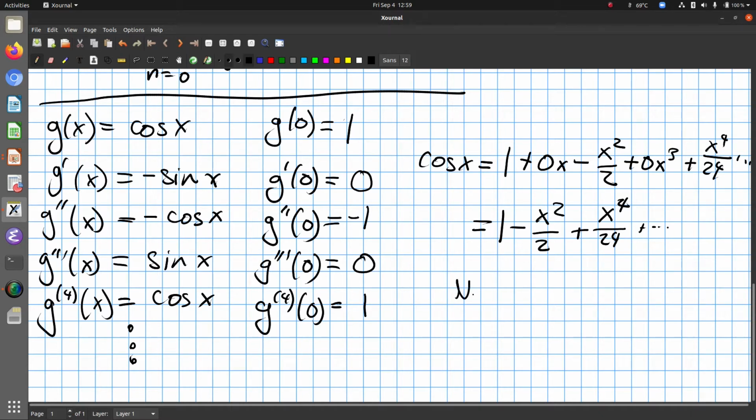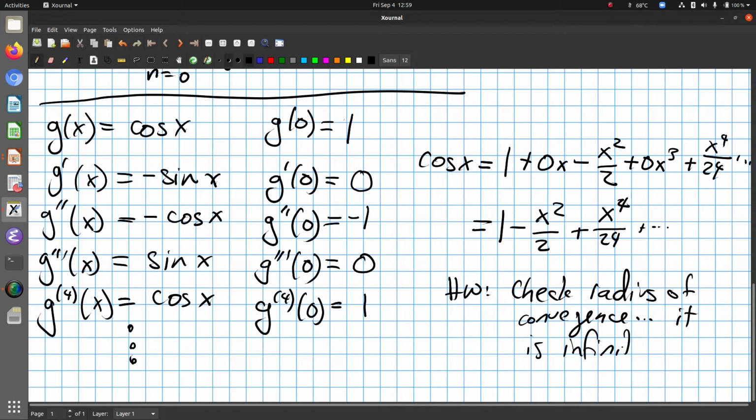So, homework, check radius of convergence. It is infinity. So, go ahead and try that yourself. It's not so hard. Hint, use the ratio test. Okay, but that said, let's see what this does.